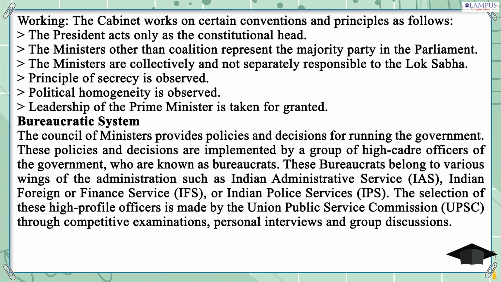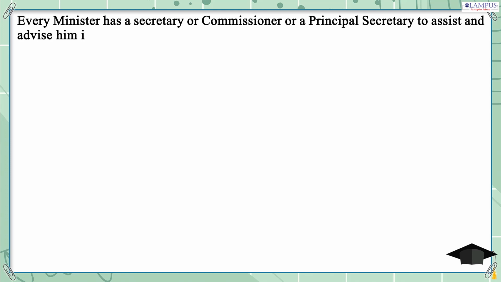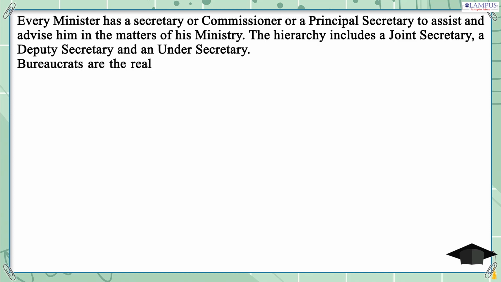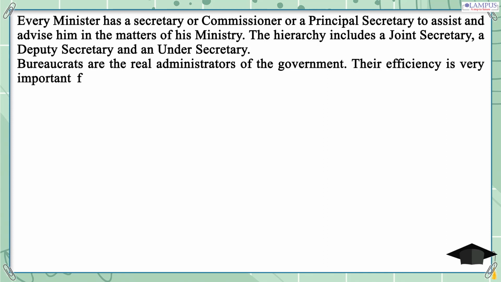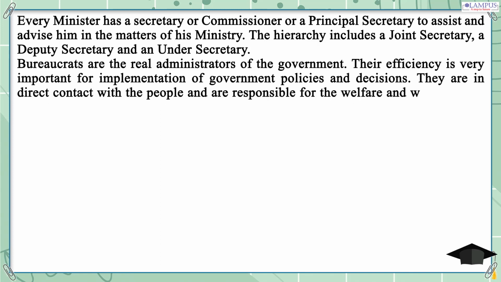Every minister has a secretary or commissioner or a principal secretary to assist and advise him in the matters of his ministry. The hierarchy includes a joint secretary, a deputy secretary and an under-secretary. Bureaucrats are the real administrators of the government. Their efficiency is very important for implementation of government policies and decisions. They are in direct contact with the people and are responsible for the welfare and well-being of the people.